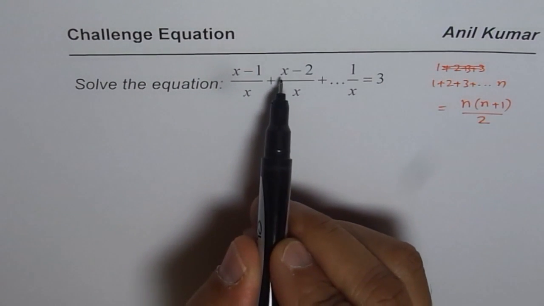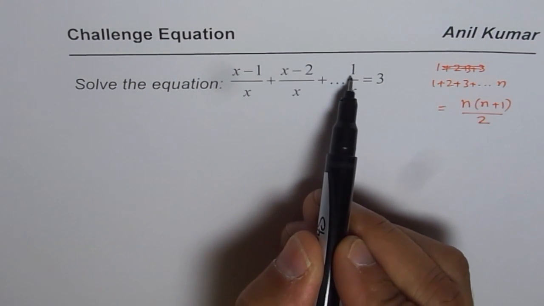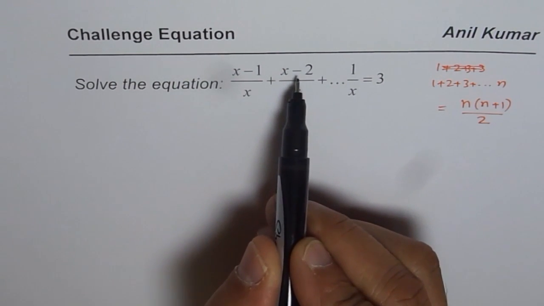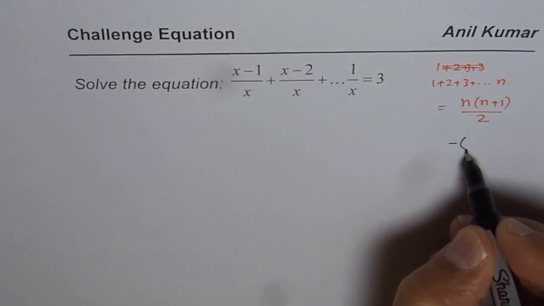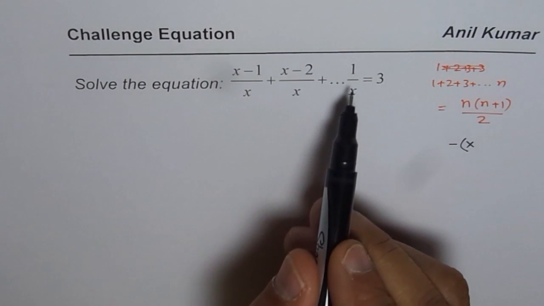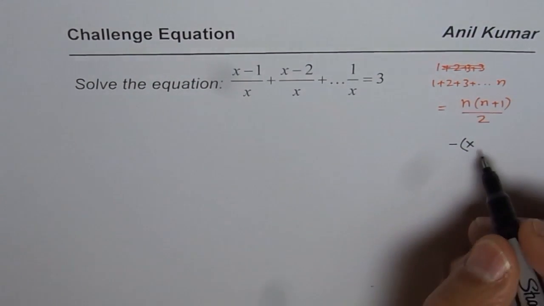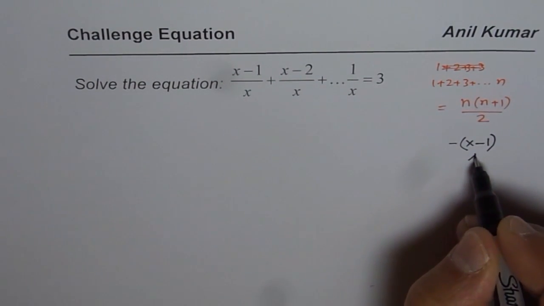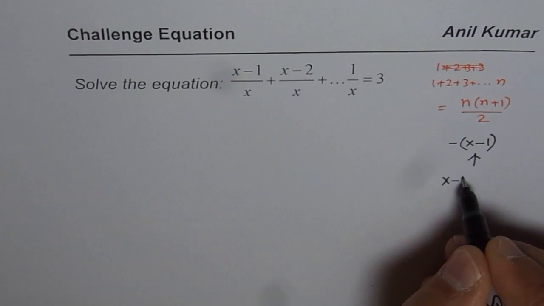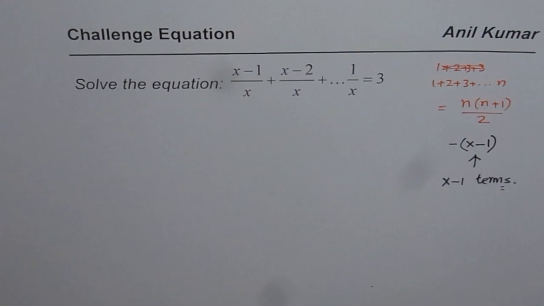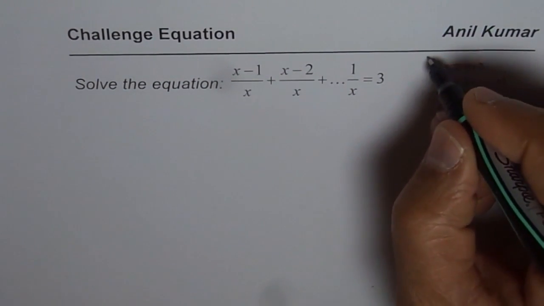x minus 1, x minus 2, and we want to end up with 1. How can we do so? Well, if I take away x, then I'll end with 0, but I want 1, not 0. That means 1 less than x. Do you get the idea? So that gives you the number of terms. So we have x minus 1 terms in this series, correct? So that is how you can actually find the number of terms.